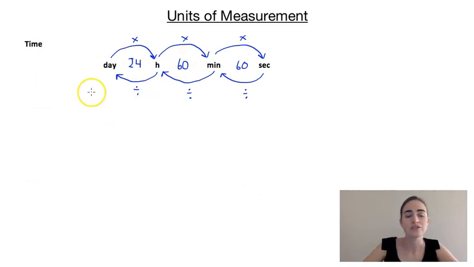Now you can also do some of these in one step. So for example, if we wanted to convert from hours all the way into seconds, you could times by 60 and then times by 60 again, or you could multiply it by 3,600, which does it all in one step. And that's because 60 times 60 is 3,600. So you can do it all in one step, or you can do it step by step. Either way, you'll get the same answer.